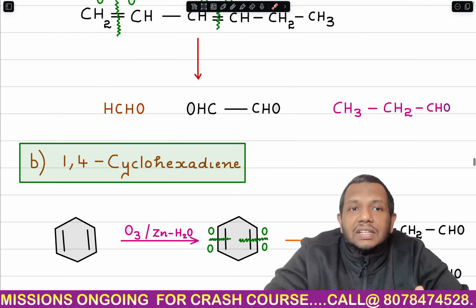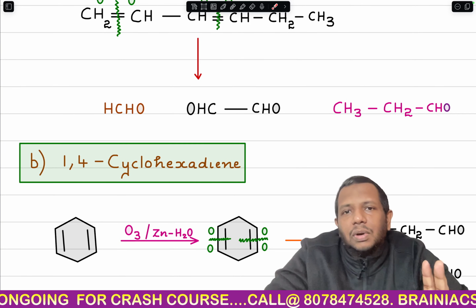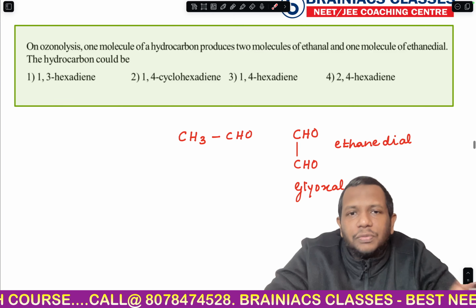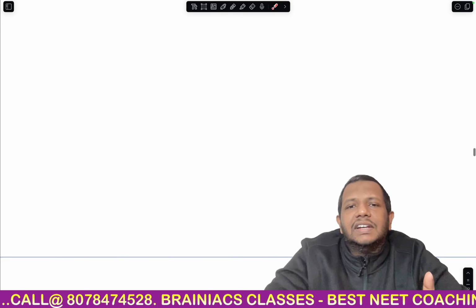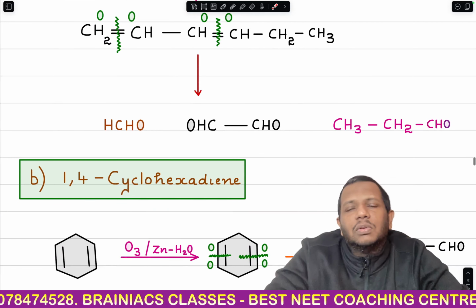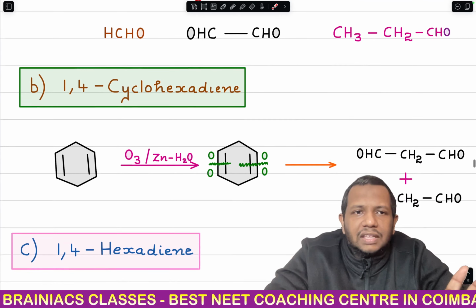But in the question they are telling you will get 2 molecules. They are clearly telling how much, sir? You can see here 2 molecules of ethanal and 1 molecule of ethane dial. So 2 molecules of ethanal is not there. So we will try the next one.